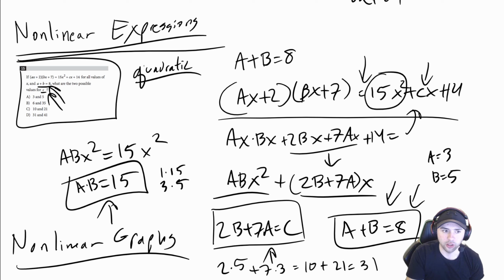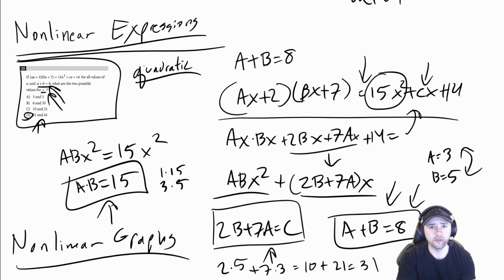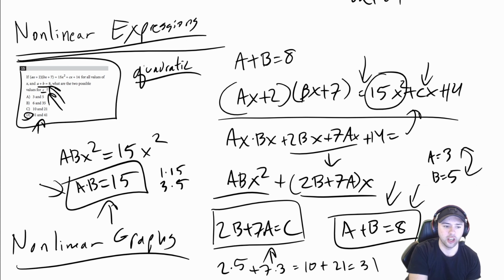which would be 10 plus 21, which would be 31. And if you flip these around, for example, you may be thinking, well, what if I said a was 5 and b was 3? That would give you the other option choice in our answer, which is 41, so 31 and 41 would be the other way around. Okay, so that was kind of difficult. Feel free to rewind and look at how I did that. Pay close attention to the equations we got here, which is a times b equals 15, a plus b equals 8, and then 2b plus 7a equals c.